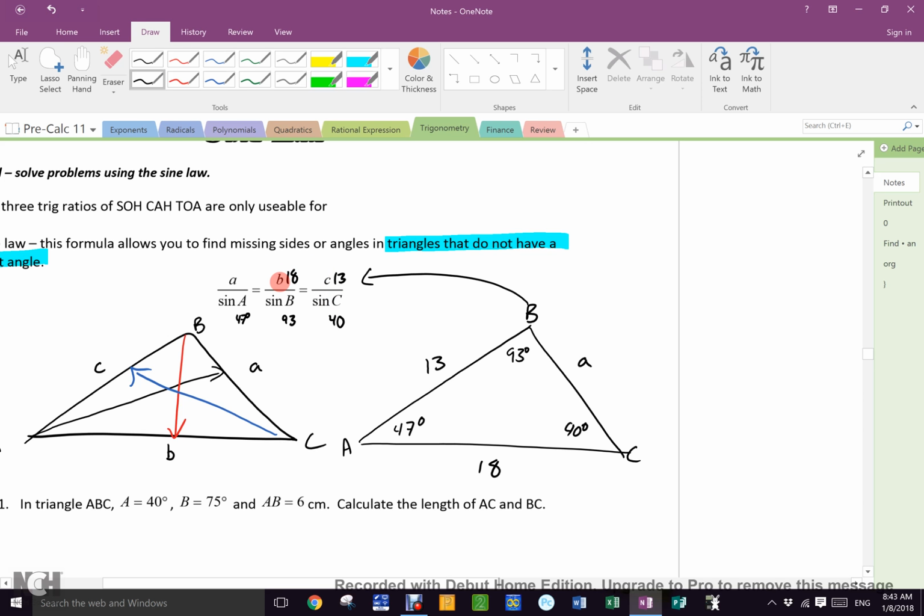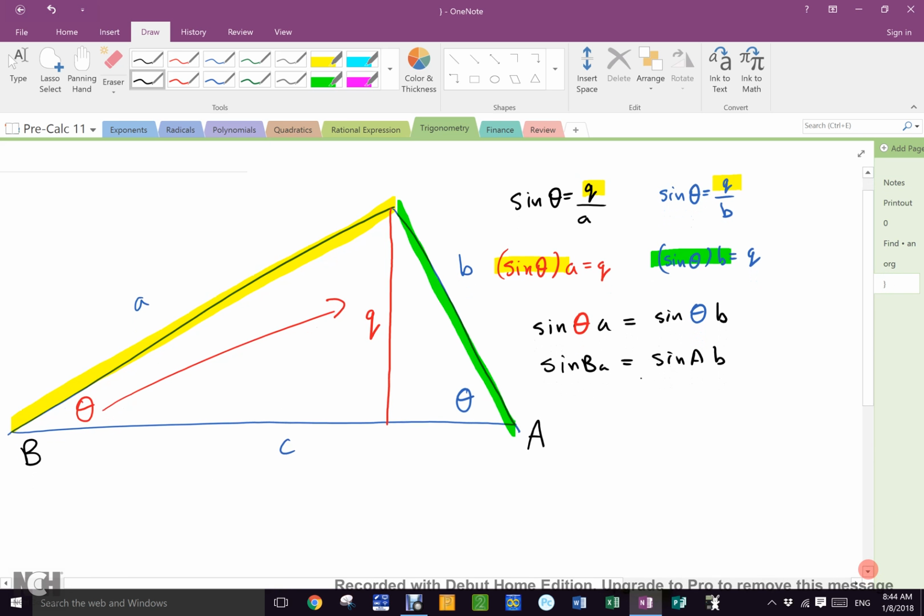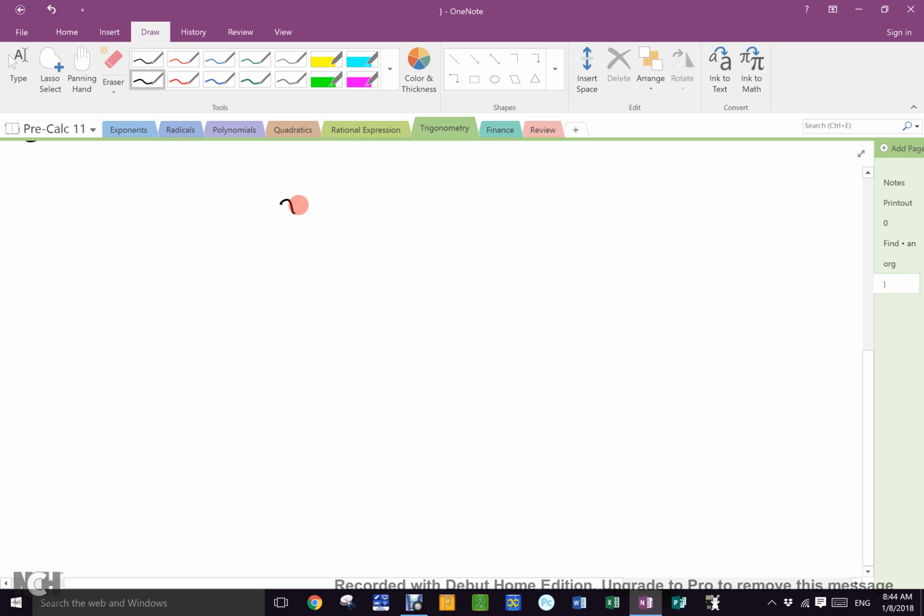Now, do we all remember how to do algebra with fractions? Everybody? Like if I gave you this, you can solve that. You all remember how?